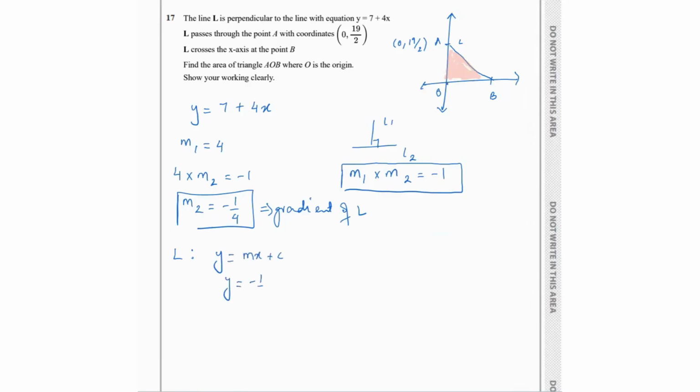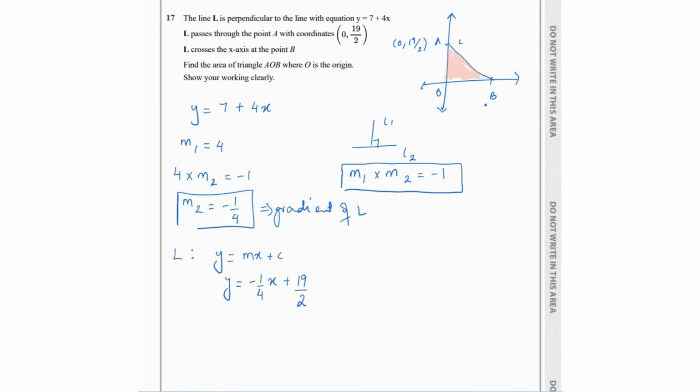m is -1/4, x comes as it is, and c is 19/2. Since c is the y-intercept, they've already given us the y-intercept in the question, which is point A. So just directly write that. You don't need to do an extra calculation.